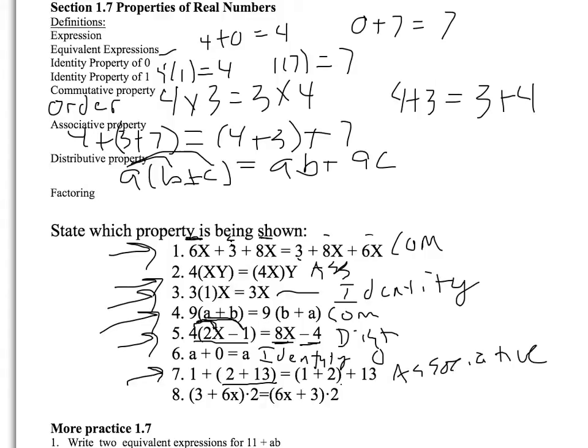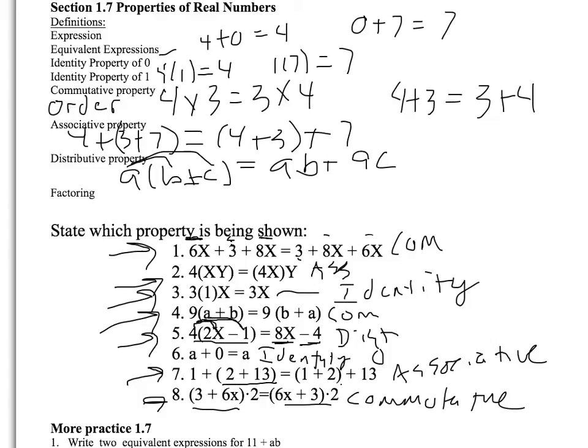Okay? And then finally, number 8 right here. If we have 3 plus 6x times 2 on the left, and we have 6x plus 3 times 2 on the right, well, what's happened? What's changed between the left side and the right side? Well, the 3 and the 6x have moved spots. When we're moving spots and changing the order, that's the commutative. That is the commutative property right there.